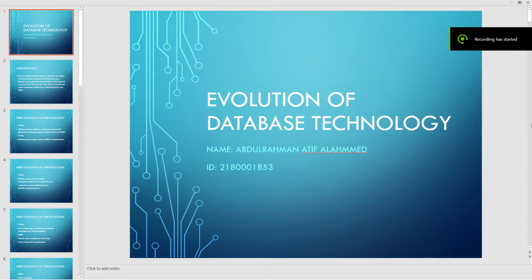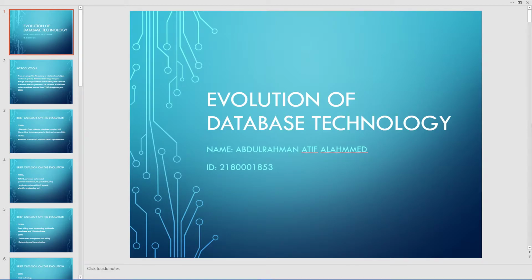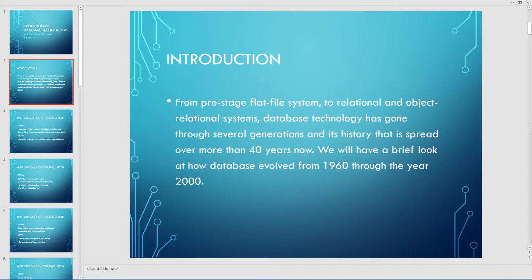My name is Abdurrahman Al-Ahmed, and today I will be talking about the evolution of database technology. While it is impossible to list every detail in the time we have, I will try to focus on the important developments that led to where we are today in database technology. First up is the introduction.